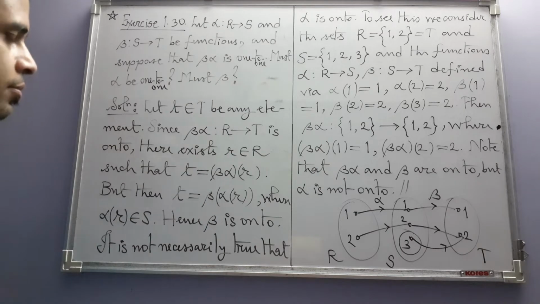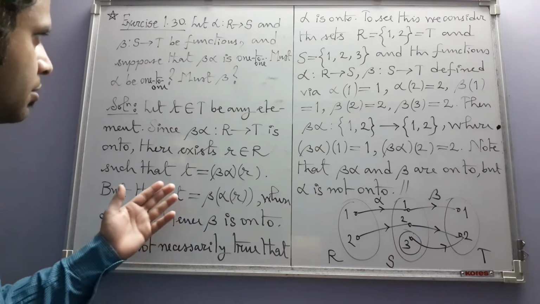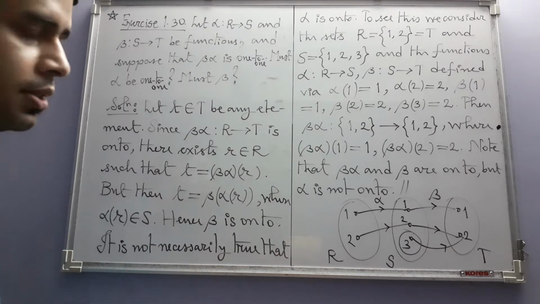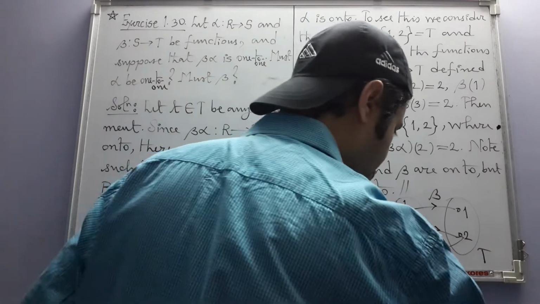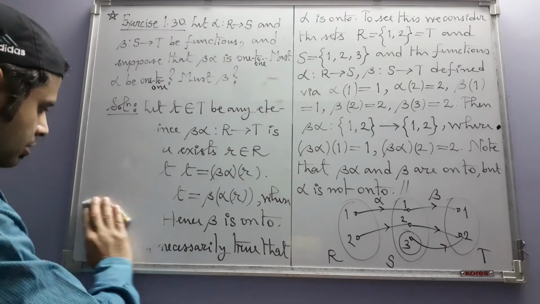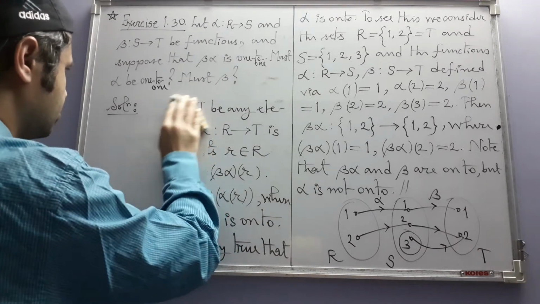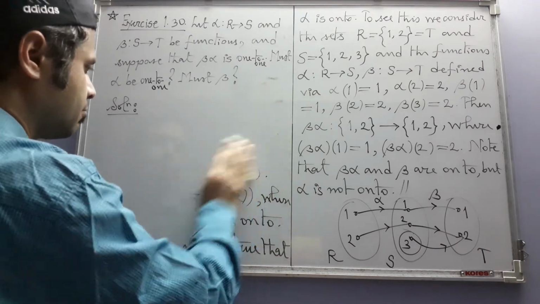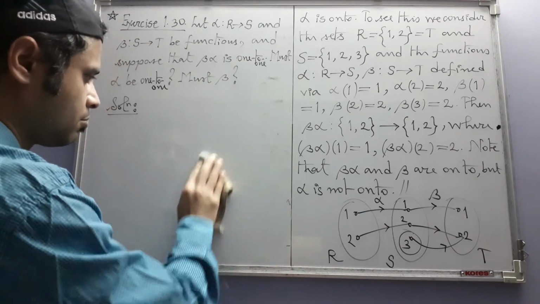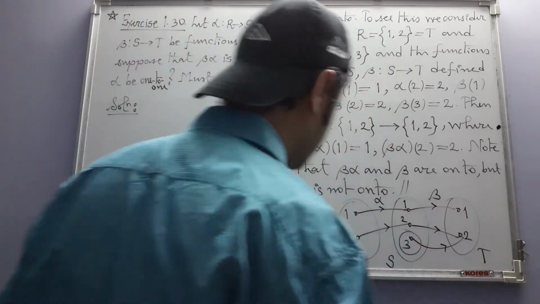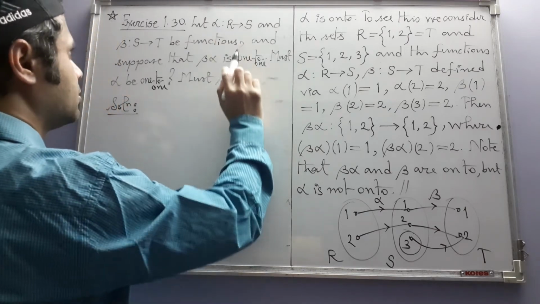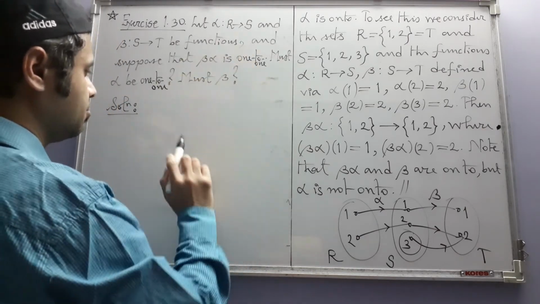Must beta. This time around alpha will be 1 to 1, but beta will not necessarily be 1 to 1. So let us see. We first prove 1 to 1-ness of alpha, or injectivity of alpha. Okay, for that what should we do? There are two ways of showing that alpha is 1 to 1.